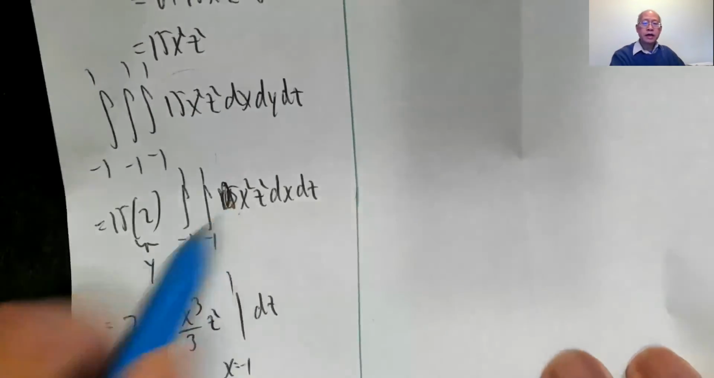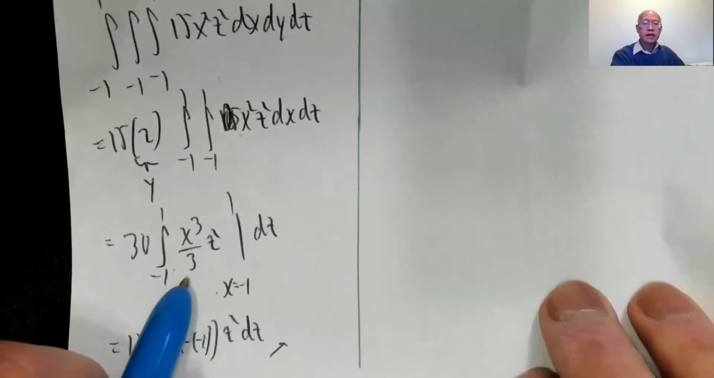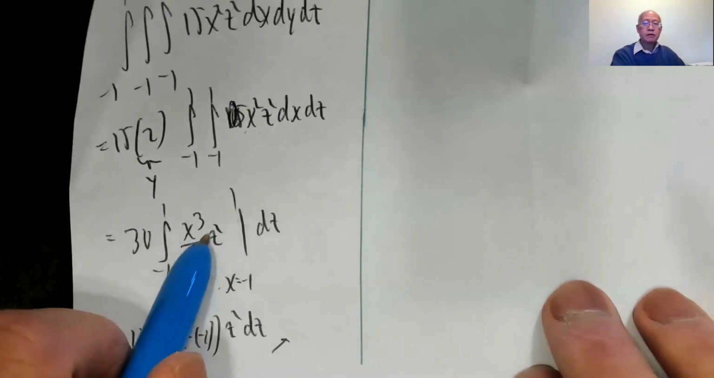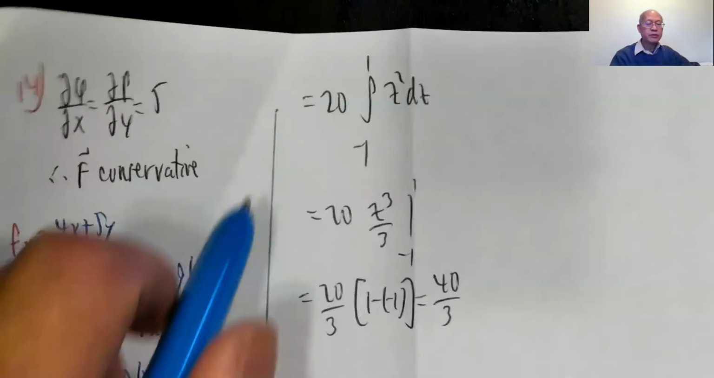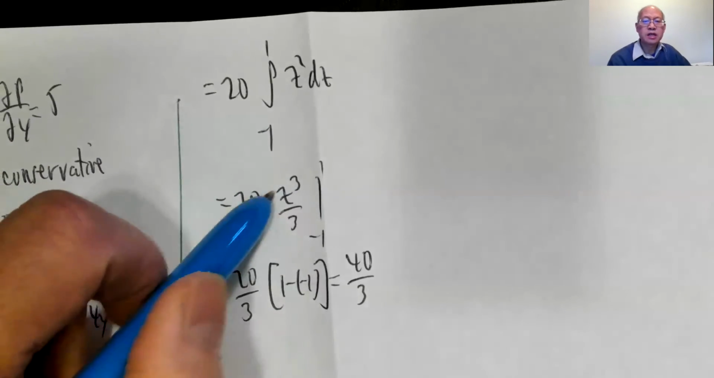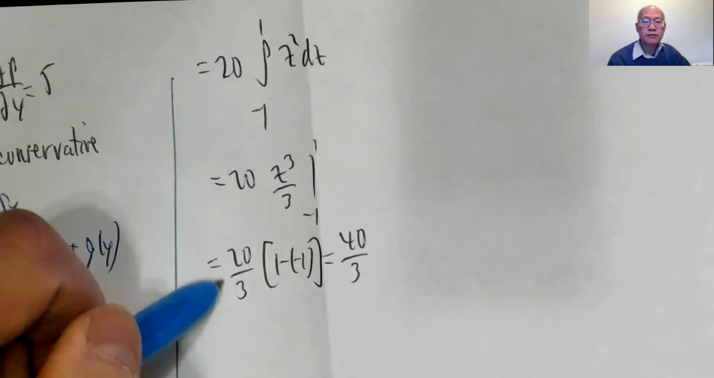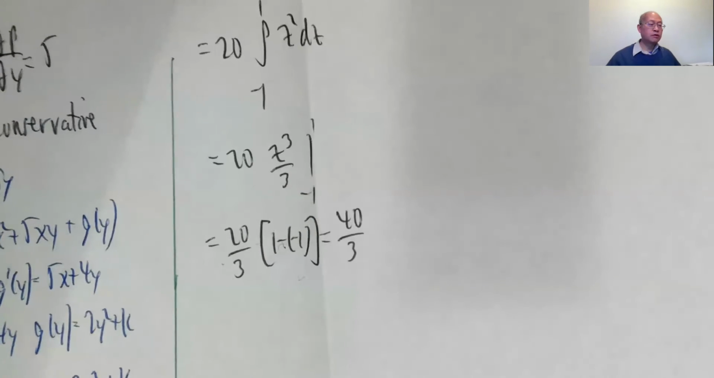So that's 30, x cubed over 3, z squared, x going from negative 1 to 1. Take out the 3, that's going to be 10. Plug in, I have 1 minus a minus 1, that's 2. 2 times the 10 will be 20. So 20 times the integral from negative 1 to 1 of z squared, that's 20 z cubed over 3. That's 20 over 3, 1 minus a minus 1, which is 2. Final answer is 40 over 3.